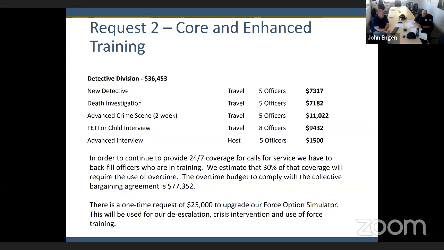On average, due to retirements and promotion, we end up with 5 new officers in our detective classification, and we need to provide them with a basic level of detective school. You'll see death investigation, which includes unintended death, homicides, and that type of thing. Advanced crime scene is a 2-week course. And the FETI is a victim-centered approach to doing interviews and child interviews. And then we have an advanced interview course. So once again, this is taking our detectives from the beginning through their development as more senior detectives, providing them with the track to maintain and grow professionally through their education and training.